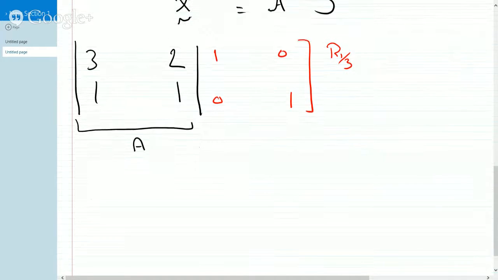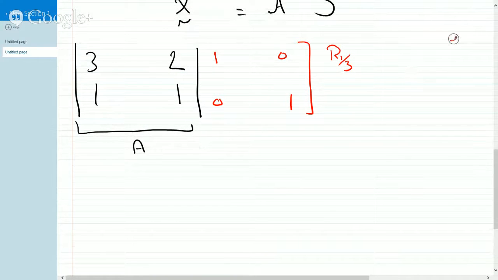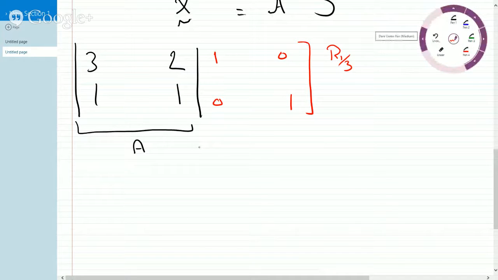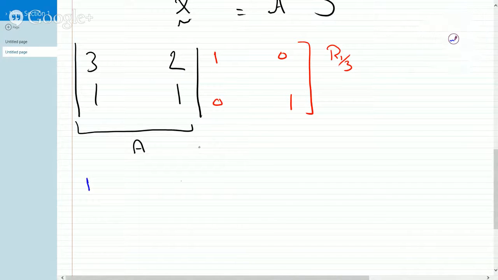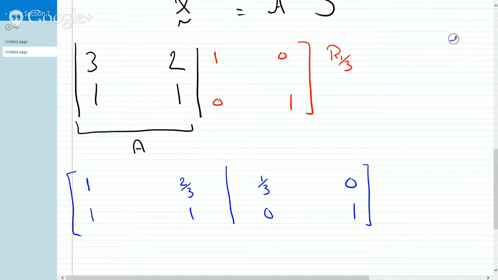Just be quicker. So then I would get, let's change the color. So we would get 3 over 3 is 1, 2 over 3, 1 over 3, 0. And then the second row remains as is, 1, 1, 0, 1. Okay? And now this guy needs to be a 0. So that's easy. So I could just say row 2 minus row 1.